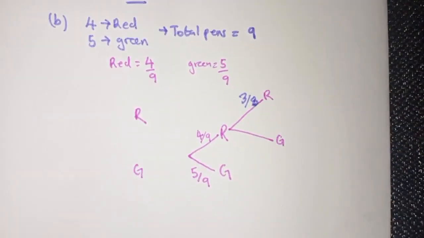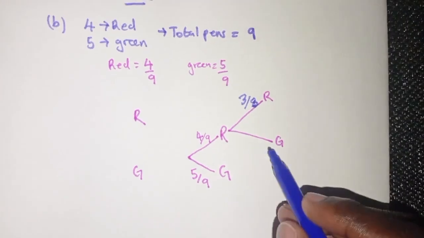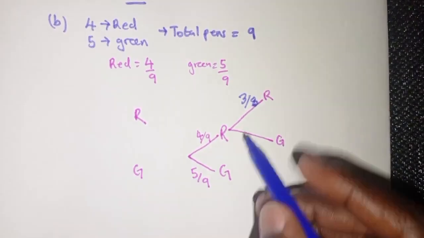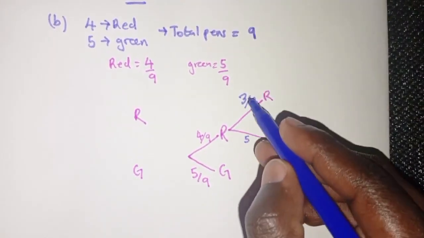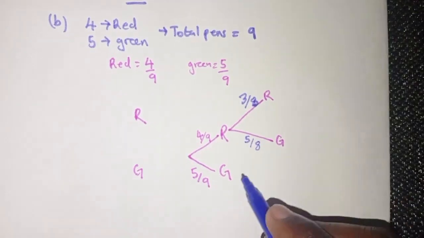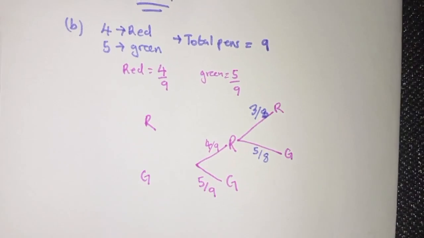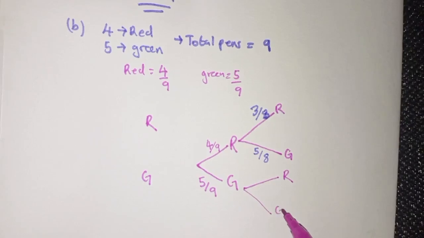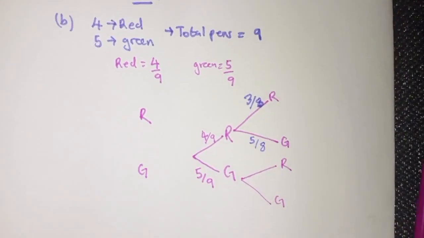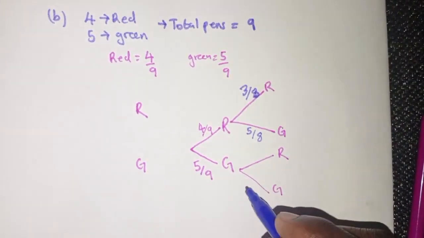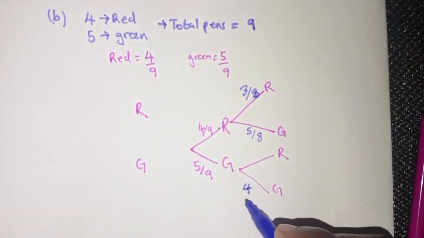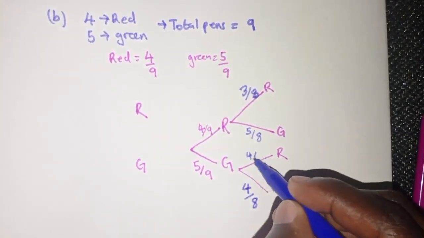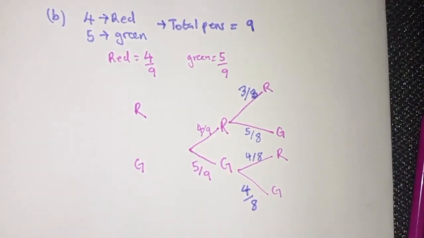Okay, this is 8. Then this side, we only assume that the red one was picked, meaning the green one will still be 5, right? But remember the total was reduced to 8. Here we assume that the green one was picked, so it reduces to 4, which makes 8. Then the red one will be maintained there, 4. And then 8.